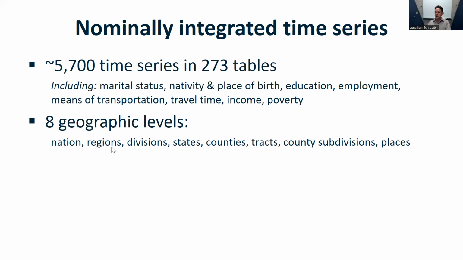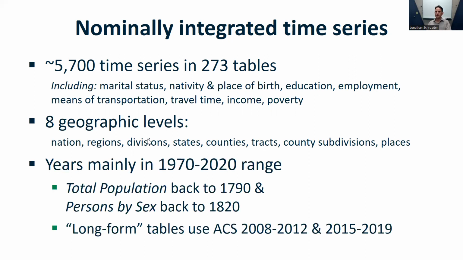We cover only 8 geographic levels, mostly things that are fairly stable over time, not so much for tracts, but for these other areas. And the years that we cover in these tables are broader than in our standardized. We go back to 1970 with most of our nominally integrated time series, and we even have a couple that go back all the way to 1790 or 1820. Our long form tables currently only include 2 5-year periods from the ACS. We're planning to extend that soon to include all ACS 5-year periods.